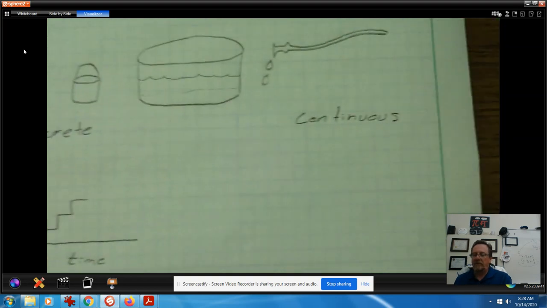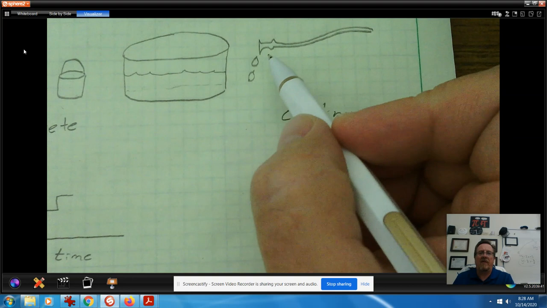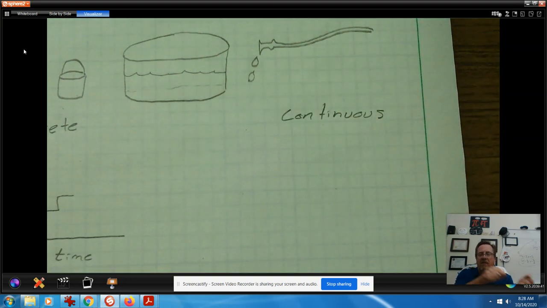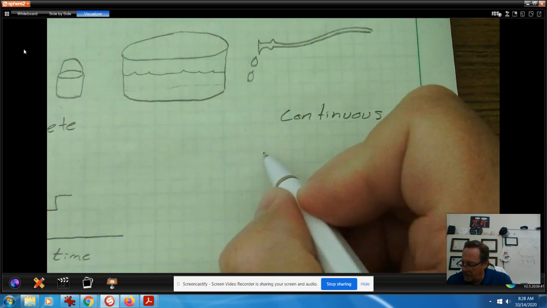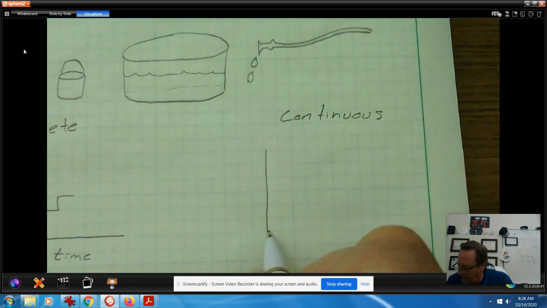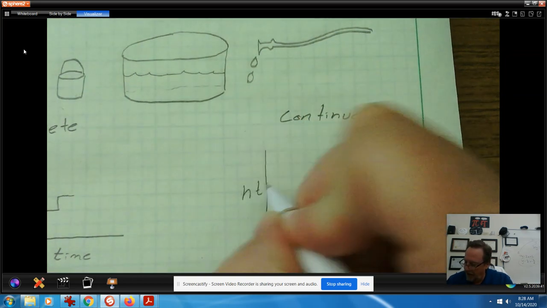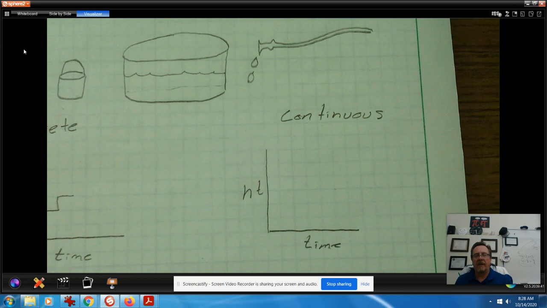Okay? Let's look at a different situation. Instead, suppose that I grab my garden hose and I put it into the pool, turn on the water, and now let's think about how that changes our graph. Again, let's put time on the x-axis and height on the y-axis.